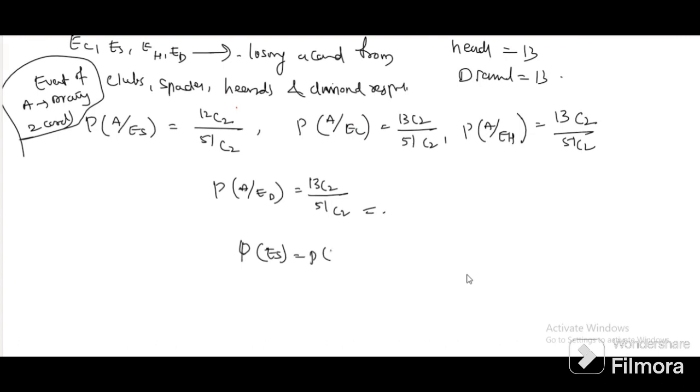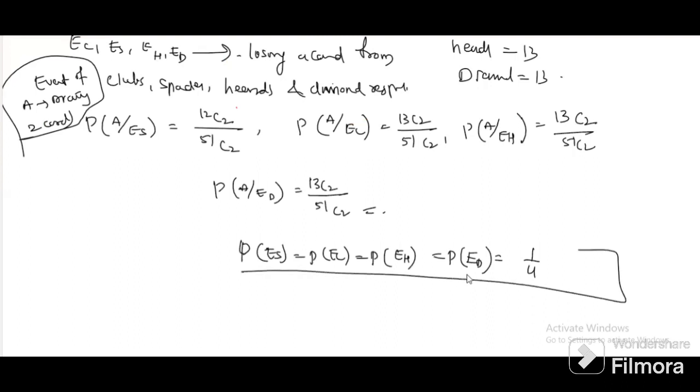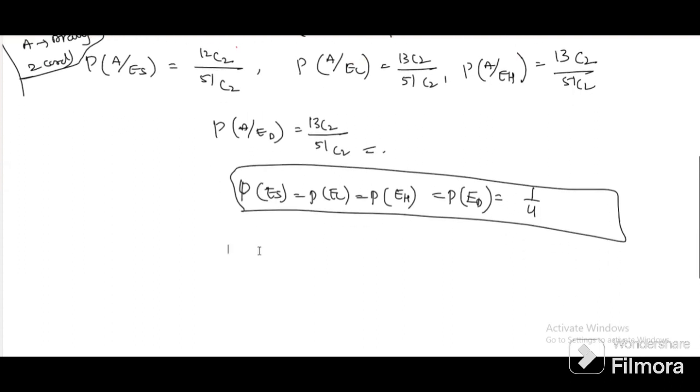So here, for the probability of selecting the suits, there are 4 suits: spades, clubs, hearts, and diamonds. So there are a total of 4 suits, and each is equiprobably selected. So it is 1 by 4. Now what should I find out here? The probability of drawing two cards from the spades.